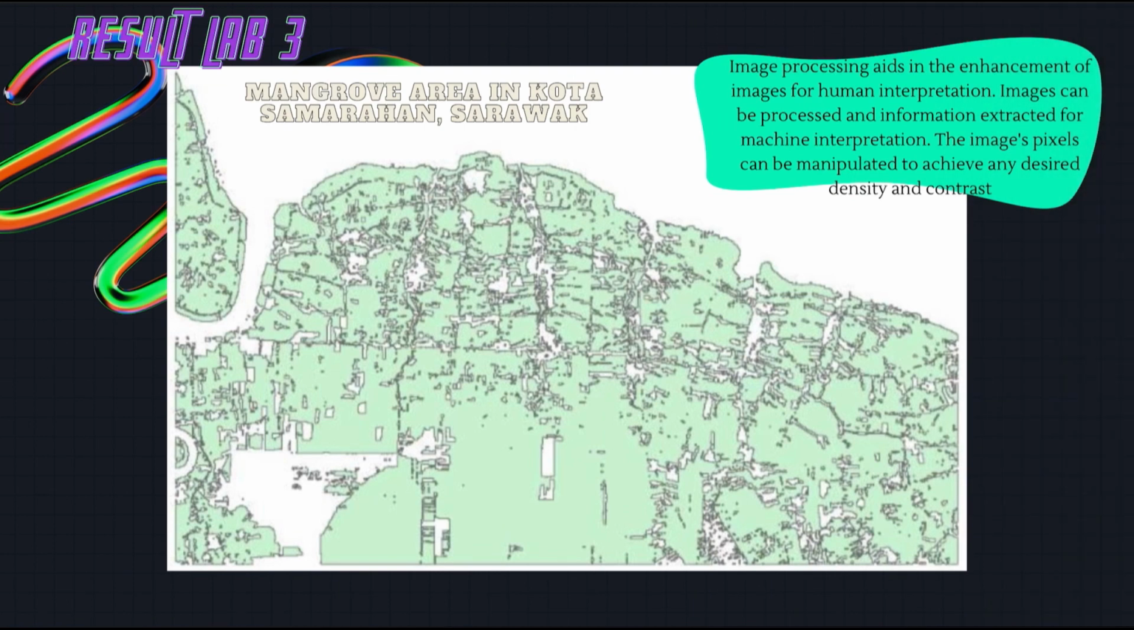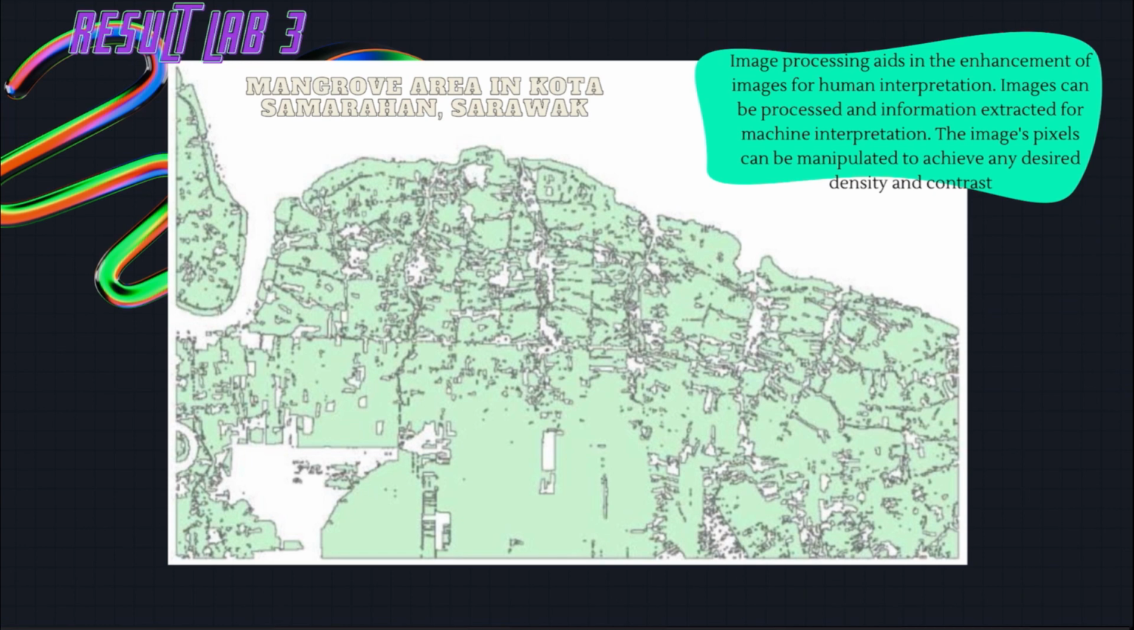Okay, this is my result for lab 3. Image processing aids in the enhancement of images for human interpretation. Images can be processed and information extracted for machine interpretation. The image pixels can be manipulated to achieve any desired density and contrast. Images also can be saved and retrieved. Image processing makes life easier as it makes the researchers work faster to get to know further and exactly about the Earth's surface, and this is essential for humans, as we are all tiny and we cannot see the huge world with our naked eyes. This result, I will be using for mapping in lab 4.